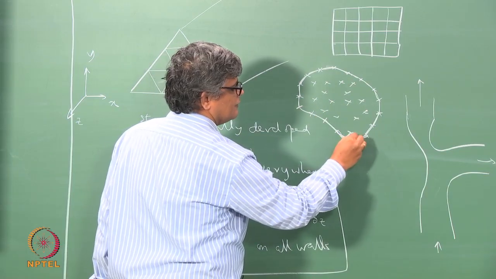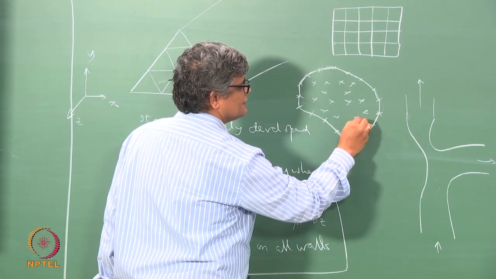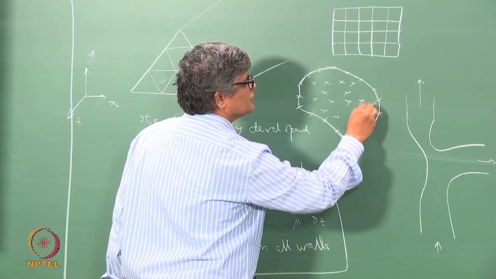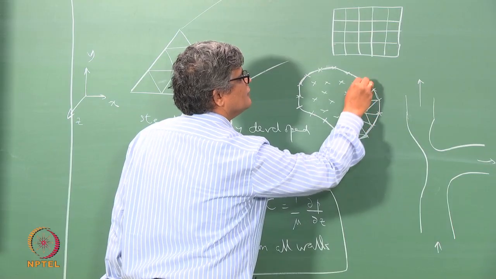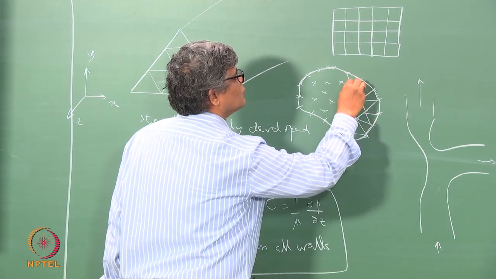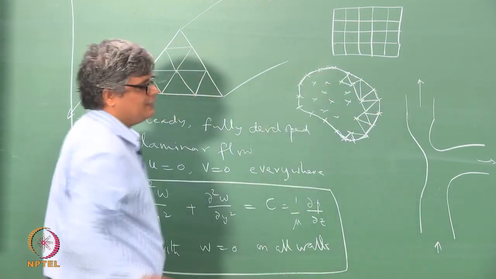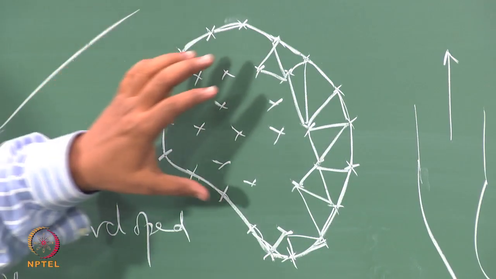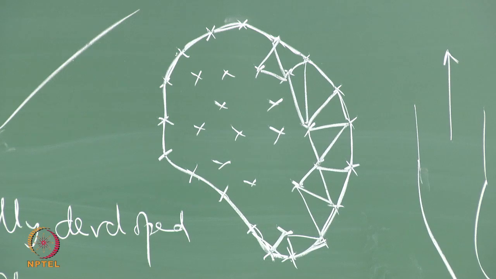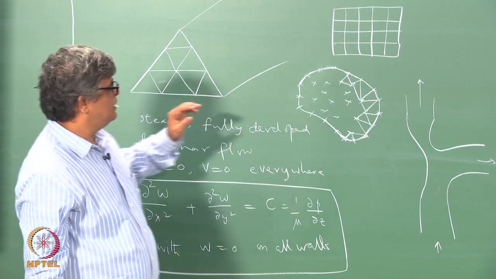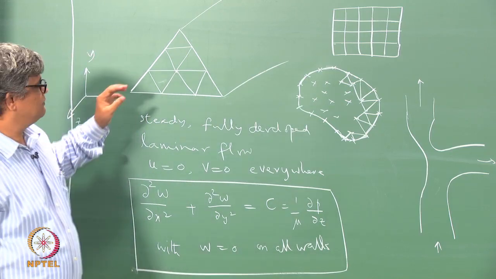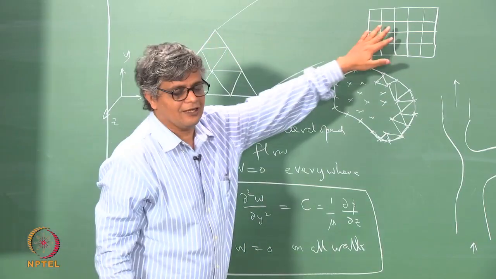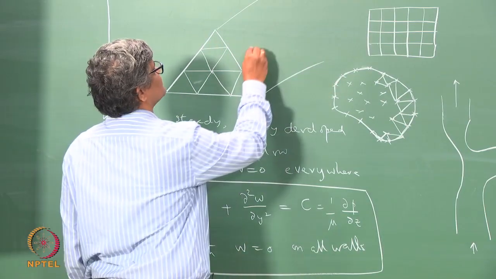And then we join them by triangles, so that the whole shape inside the flow domain is now made up of tiles of triangular shape in this particular case. Okay. So if we have a way of dealing with a non-rectangular mesh, this is known as unstructured mesh.